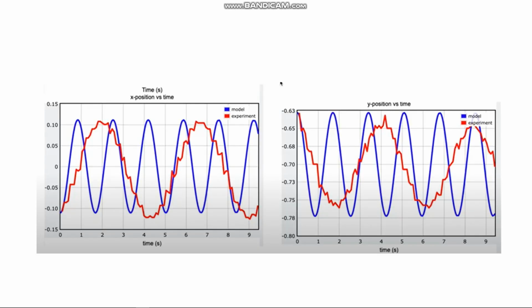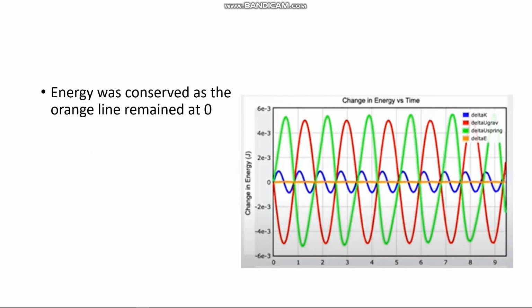So when I actually plotted this, these are the two plots I generated, and you can see that it's fairly accurate, but it's also fairly off. We see that the periods are longer in the actual experiment rather than the model, and that just means that there were some variations and everything. When we look at our actual energy graph, we can conclude that energy was conserved, and that's because the orange line remained at 0, which is the change in energy. So that means that there was no work done by the surroundings, which is what we would have hoped to expect from our model.